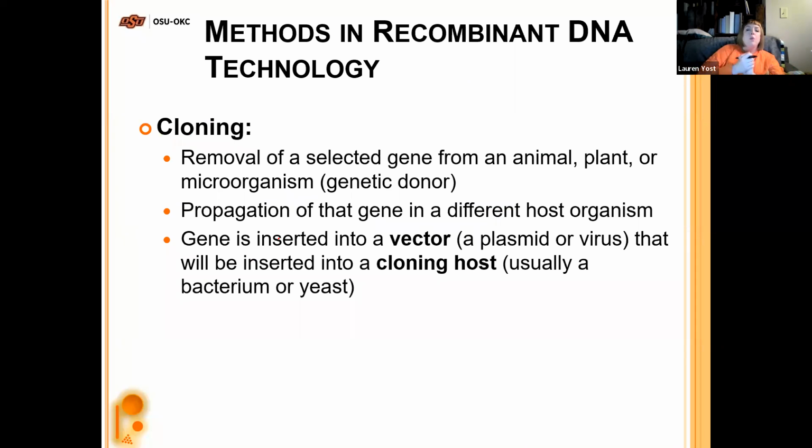Okay. Recombinant DNA technology, cloning. We will remove a selected gene from an animal, plant, or microorganism, the genetic donor, and propagate it in a different host organism, usually inserting it into a vector in order to do that. Now, when I say that, I was talking about taking a human insulin gene. So we'll just depict that as this here. So, insulin gene.